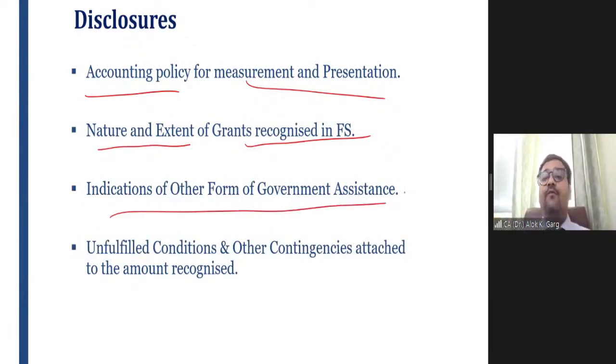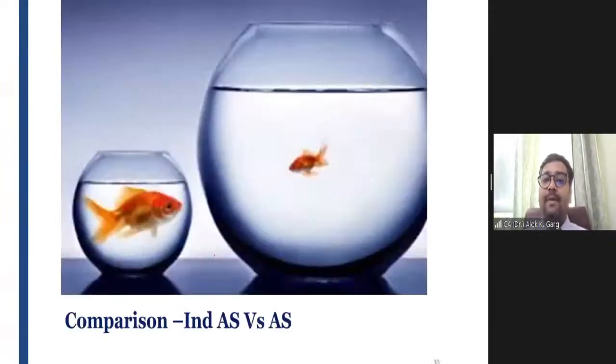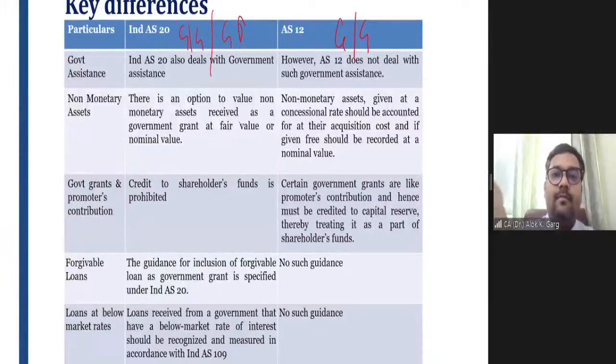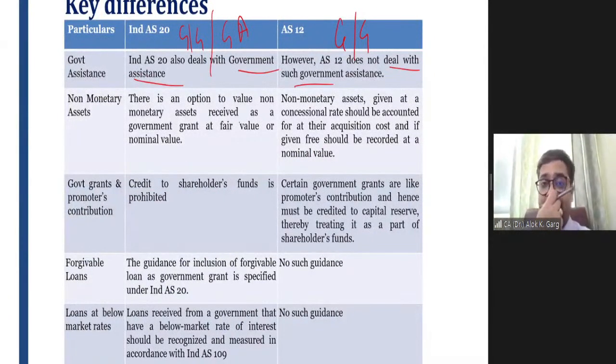Indication of other forms of government assistance. What could be the other forms of government assistance? You have to disclose. If there are unfulfilled conditions, then you have to disclose it as a contingent liability. Comparison between Ind AS and AS. I have told you that AS 12 only talks about government grant, and this standard talks about government grants and government assistance. So AS 12 does not deal with such government assistance.